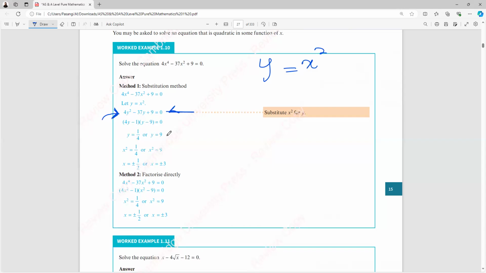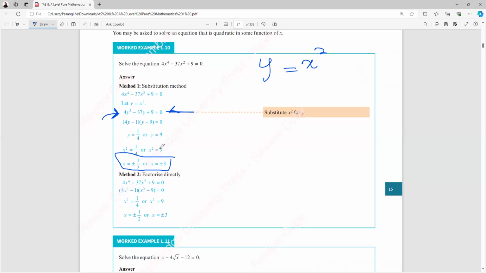But it's not the proper answer. The proper answer should be the x values. y was equal to x squared, so x squared here, again we have two equations. One equation is x squared equals 1 over 4. The other is x squared equals 9. So x equals plus or minus half, and the other one is x equals plus or minus 3. Now we have four proper answers.